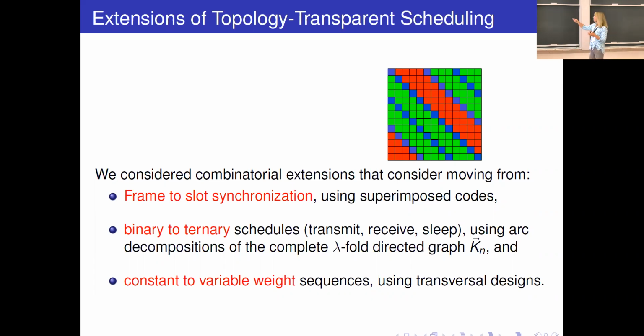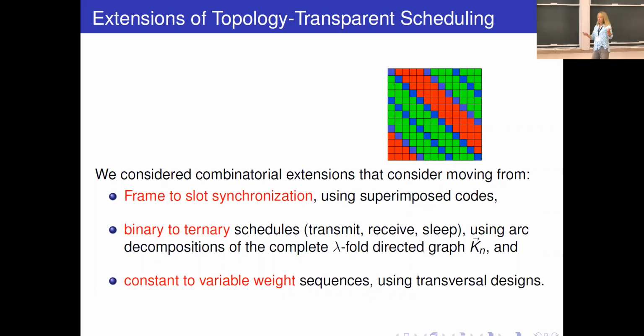With Peter Dukes, we did some work on extending to ternary schedules, because in sensor networks, what you want to do is they generally run on tiny little batteries. And so what you want to do is put them to sleep. But if they're asleep, they can't receive. So you have to be careful that you're awake and in a receive state when someone else is transmitting. And you need to make sure you can hear from each of your neighbors potentially. So you have to look at that case. And that was done using decompositions of directed graphs.